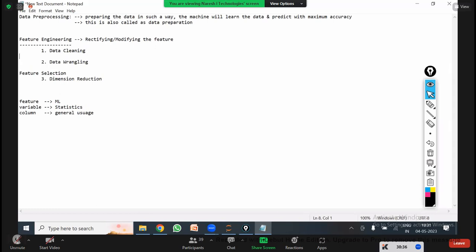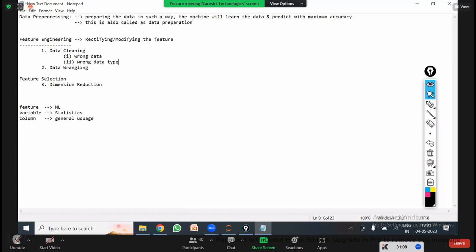Now within data cleaning, we have different options. What are the different options? One, dealing with wrong data. You have seen already how to work on the wrong data. This is the first one. If there is wrong data, what do we have to do? We have to replace it with the correct data. Next, the second one is called wrong data type. Then what do we have to do? We have to modify it to the correct data type.